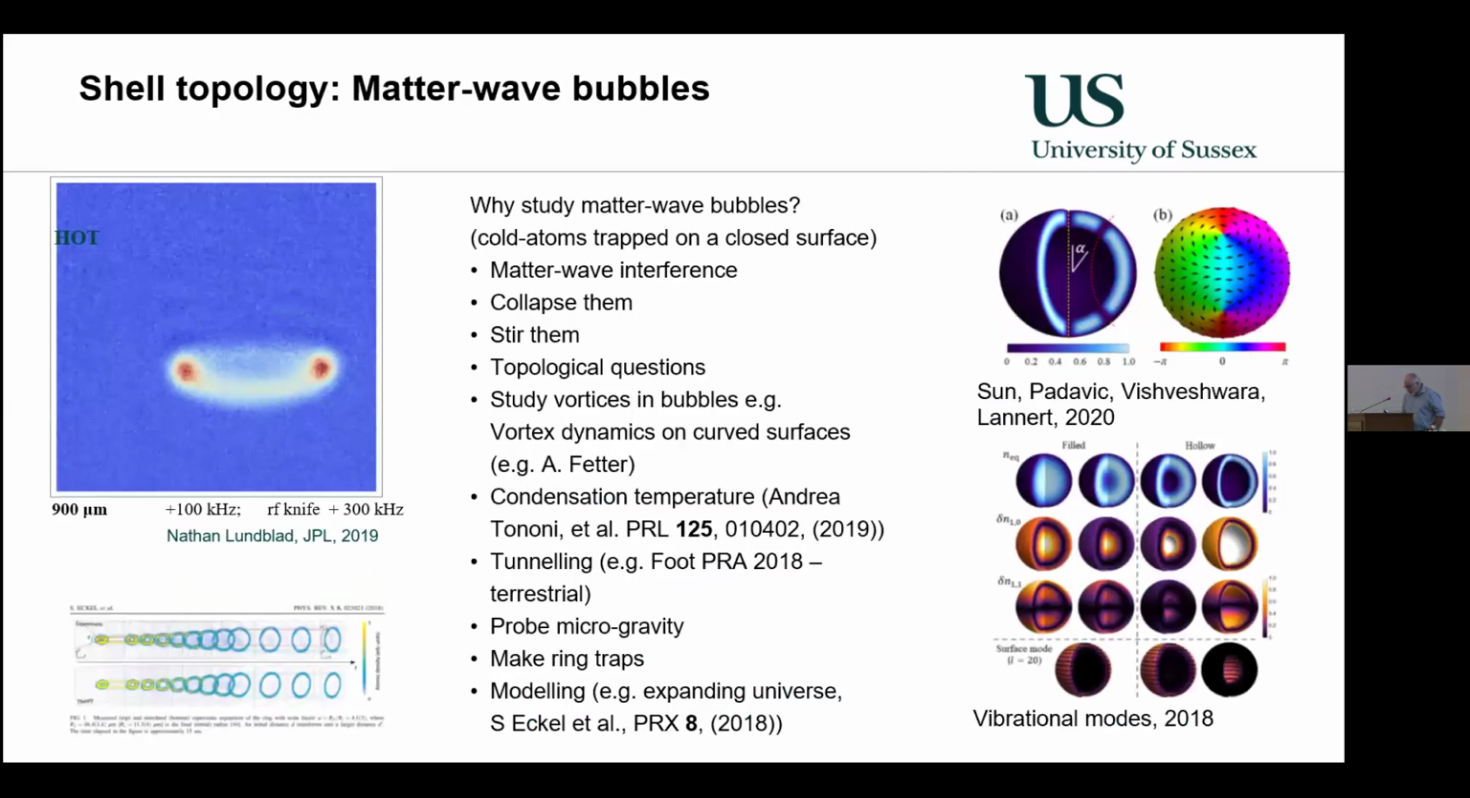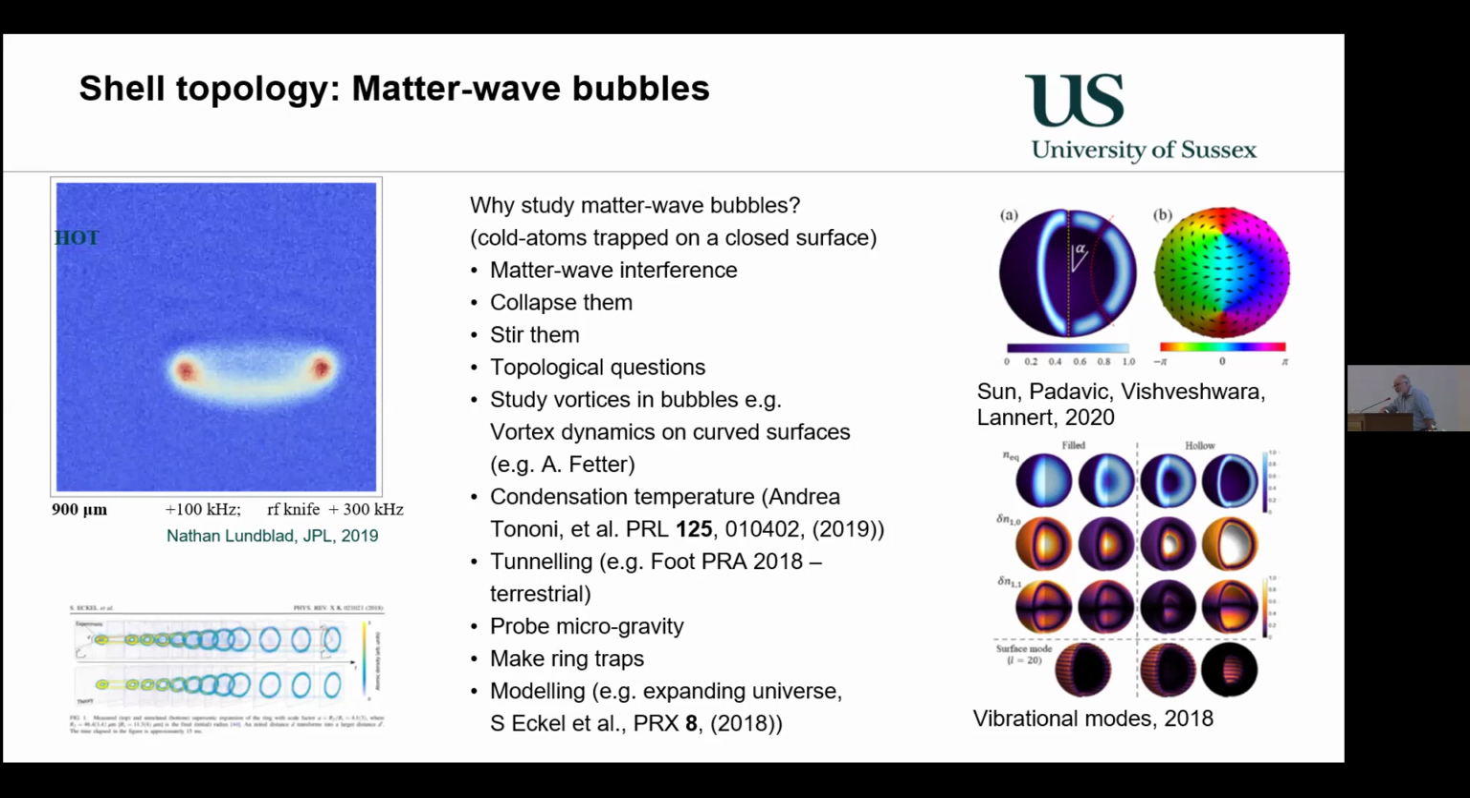Okay, so why matter wave bubbles? I'm starting with the bubbles part of the talk. What's interesting about them? Well, there's a whole list of things here. So, for example, it's a different topology for matter wave interference. You can think about what happens if you collapse the bubbles, if you release the trap that's holding them in place. And by the way, some people will call bubble potentials shell potentials. They're essentially a similar kind of thing.